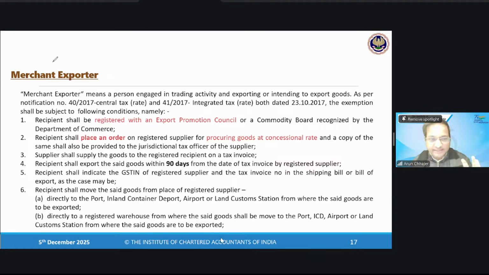The conditions: the recipient shall be registered with the Export Promotion Council. Then the recipient shall place the order at the concessional rate, and he should submit the copy to the jurisdictional tax officer of the supplier. Okay. And then the supplier shall supply the goods to the registered recipient on a tax invoice. Recipient shall export the said goods within 90 days from the date of the tax invoice. Recipient shall indicate the GSTIN of the registered supplier and the tax invoice number in the shipping bill or bill of export as the case may be.